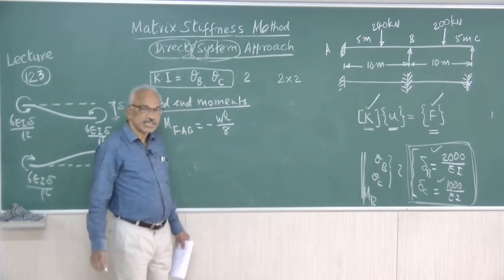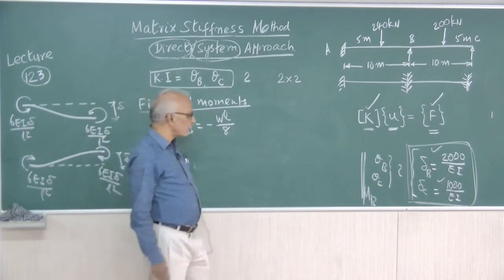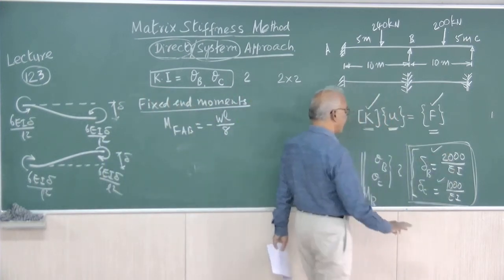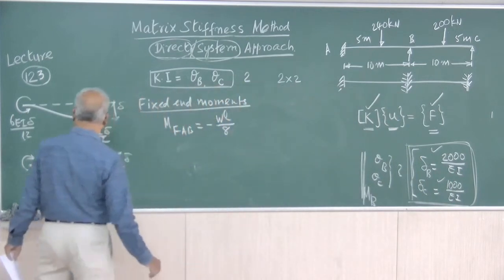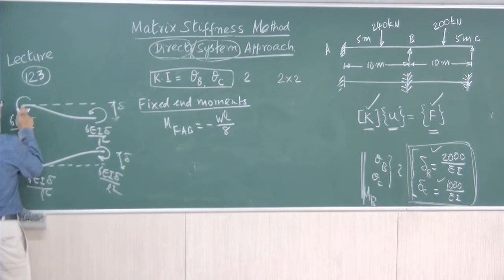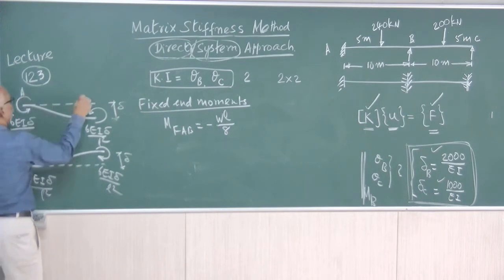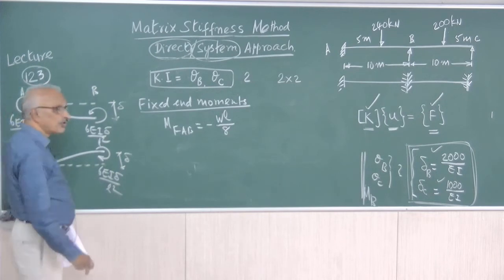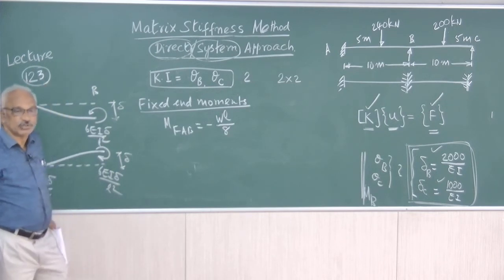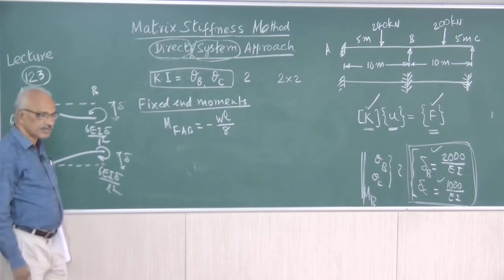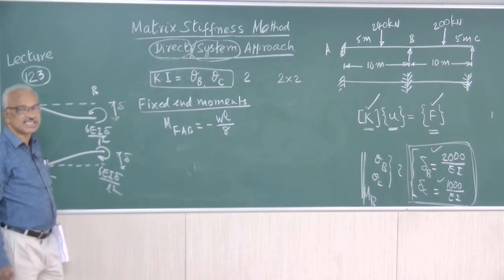Also, the settlement of support is given. Support B settles by 2000 by EI, while support A is fixed. Therefore, coming to this figure, compared to support A, support B settles by 2000 by EI. Compared to the left support, when the right support settles, the moments developed at the ends will be minus 6EI delta by L square.